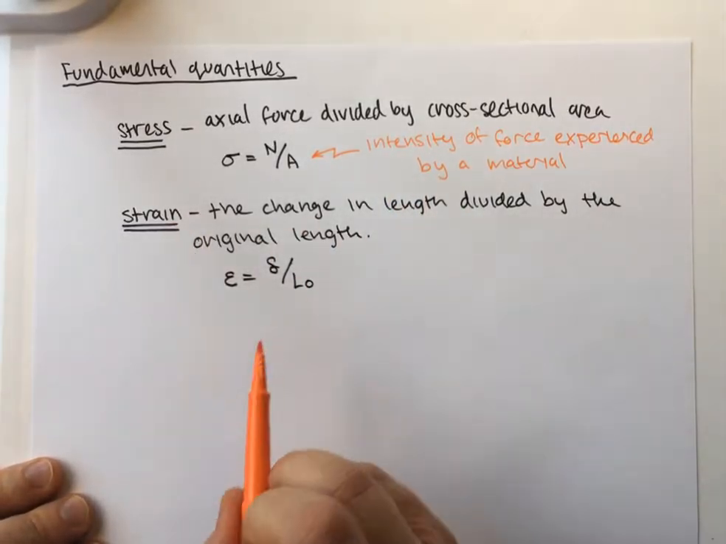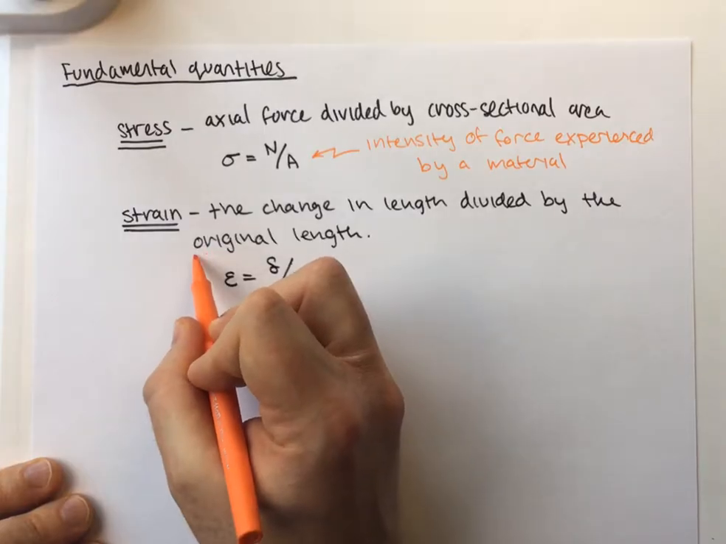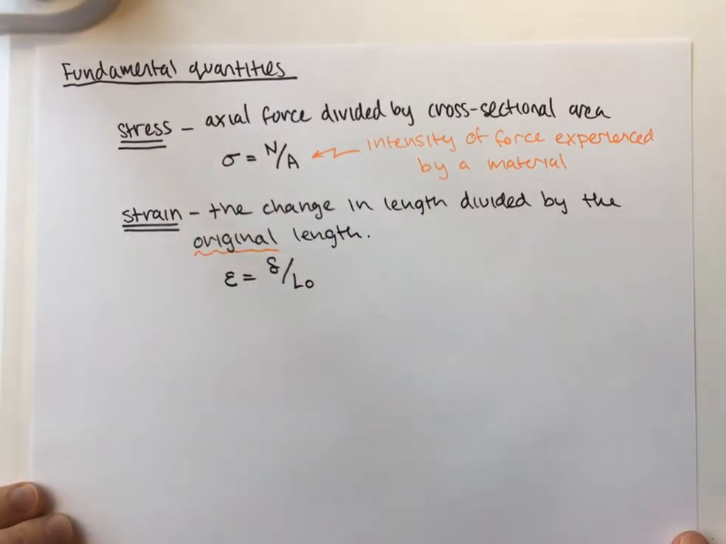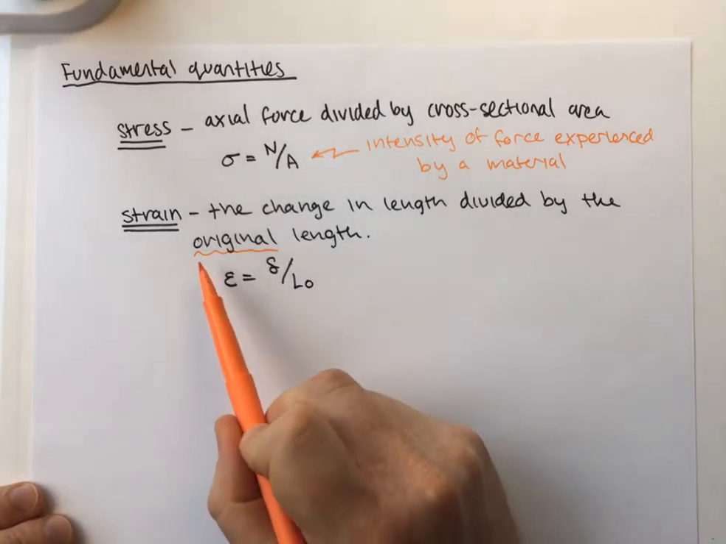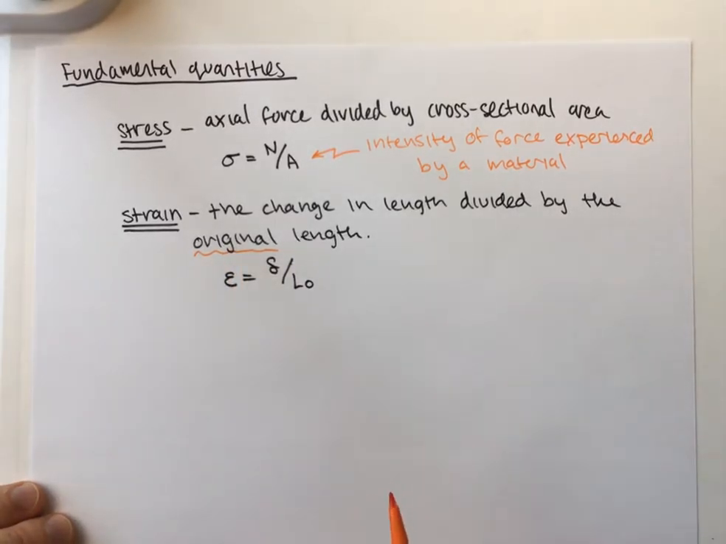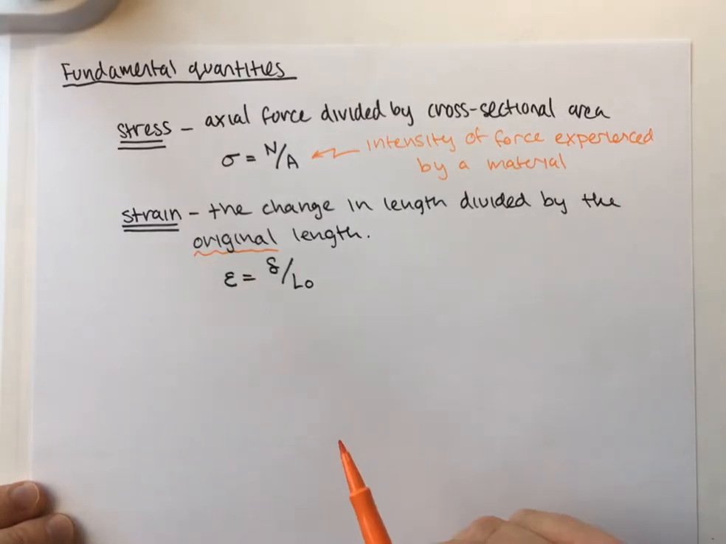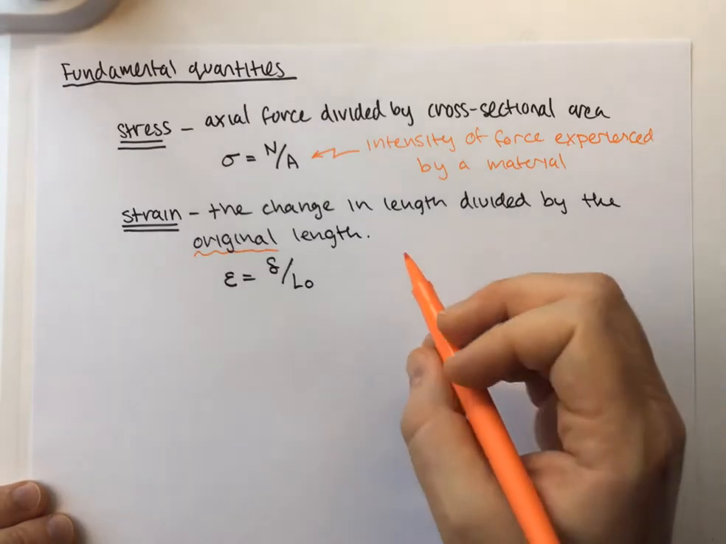Now for strain, there's actually two things I wanted to point out. The first is this one. Now we're going to define strain in this class in terms of the engineering strain, and that means that we're going to be needing to use the original length of the material. There are other ways to calculate strains, and we'll talk a little bit about those briefly when we talk about constitutive laws.